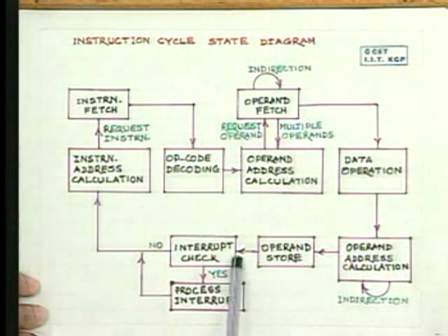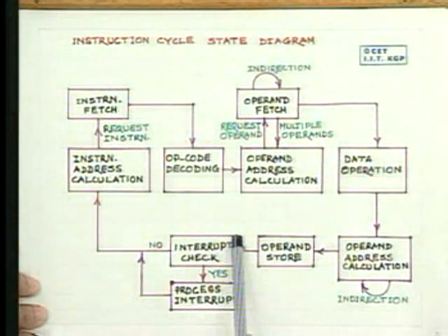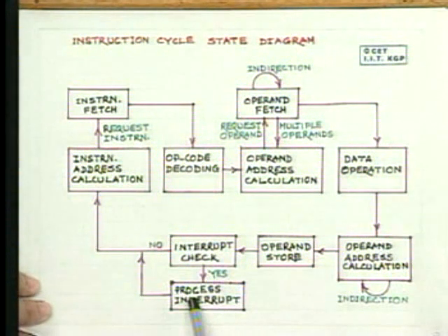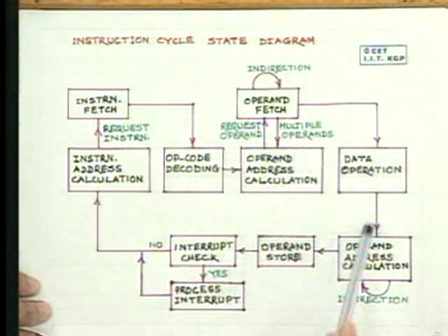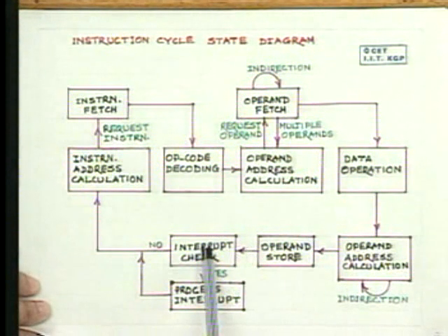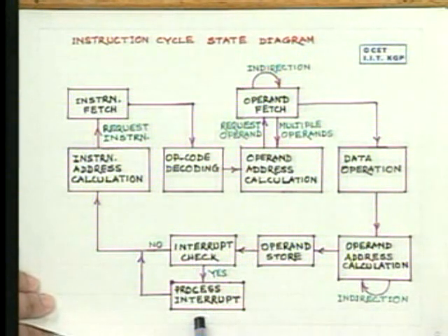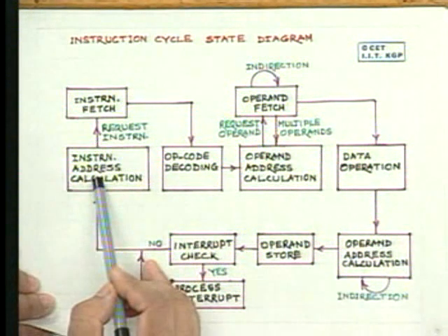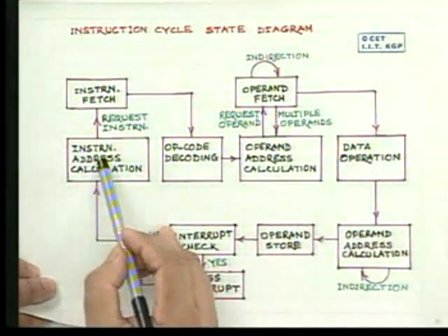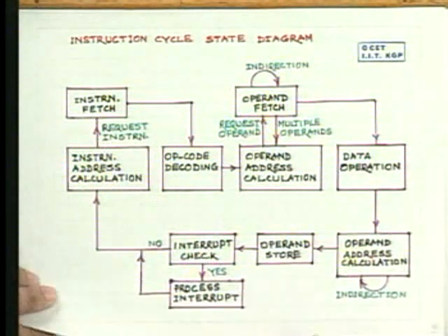And there is one thing involved, which we call the interrupt check and interrupt processing, at the end of every instruction cycle. If an interrupt exists, only then does the interrupt processing take place. Otherwise, it goes to the instruction address calculation for the next instruction fetch once more.